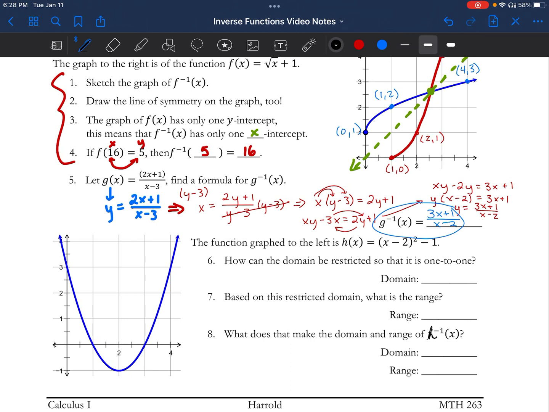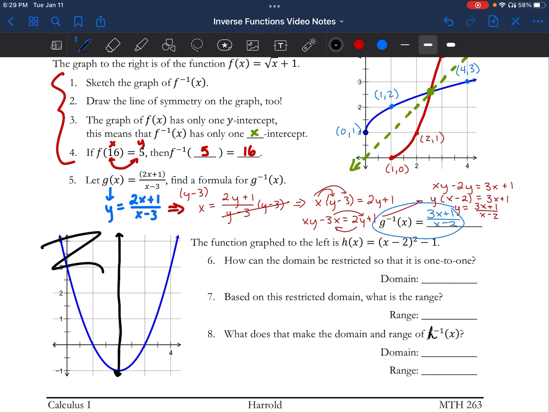So one of the things that I'm going to do is I'm going to look for where it switches. So notice this is not 1 to 1 because if I draw a horizontal line, it touches it in two places. So the question is, where can I draw a vertical line? Where can I cut this domain open where if I look at one side of it, it does not repeat? And the answer in this case, since it's a parabola, is to cut it right here at the vertex.